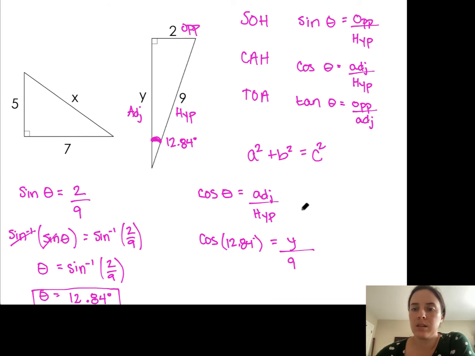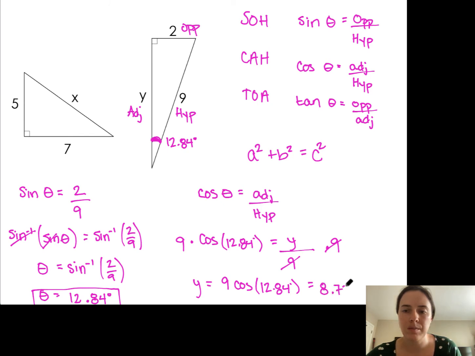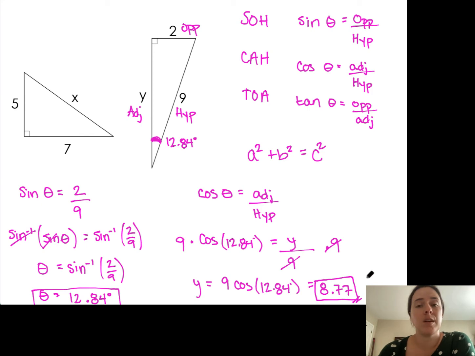So to get our adjacent leg, we want to multiply both sides by 9, so that the y is by itself. So y is 9 times the cosine of 12.84 degrees. All right, so 9 times the cosine of 12.84 degrees gives us about 8.77 as that leg, which makes sense because it is shorter than our hypotenuse, which it better be if it's a triangle. And we can actually go back and check that with Pythagorean theorem if you feel so inclined.